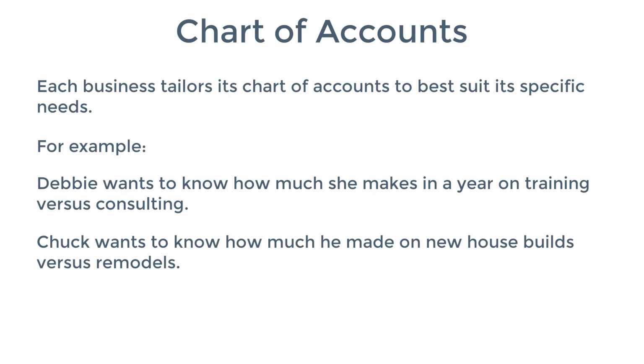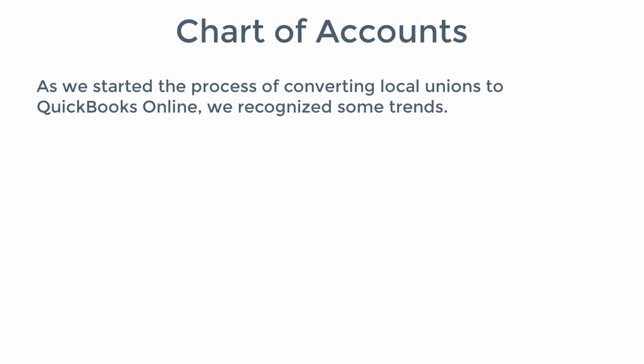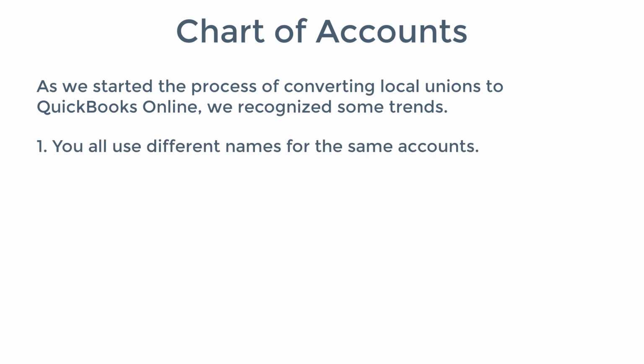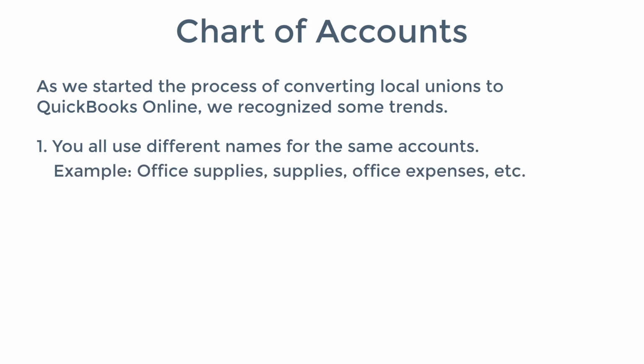Likewise, over the years, each of your local unions and district councils have formulated your own versions of your chart of accounts. As Gay and I started the process of converting some of you to QuickBooks Online, we recognized some trends. First, each of you use very different names for the same accounts. For instance, one local may have an expense account named office supplies, while others call it supplies or office expenses. So there is a lack of consistency across locals.